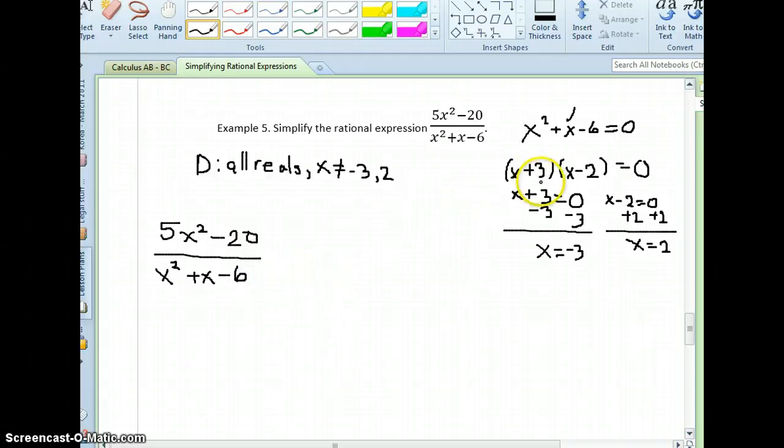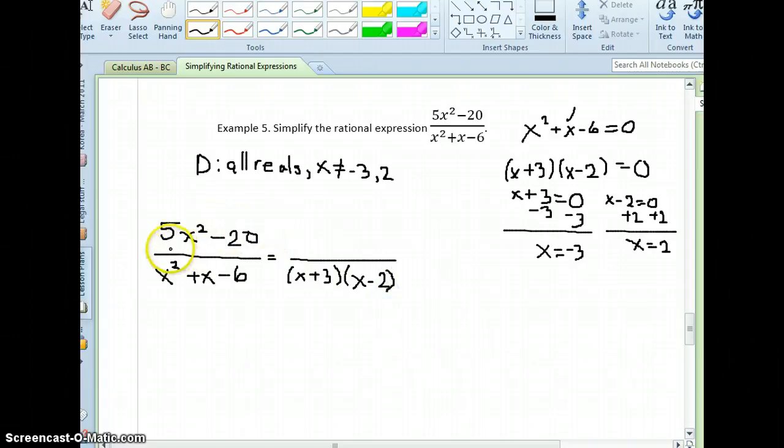Now, let's look at the work that we did for the domain. Let's not let it go to waste. We already did the work factoring the polynomial in the bottom. So let's go ahead and use that. So I have x plus 3 and x minus 2. So the denominator is completely factored.